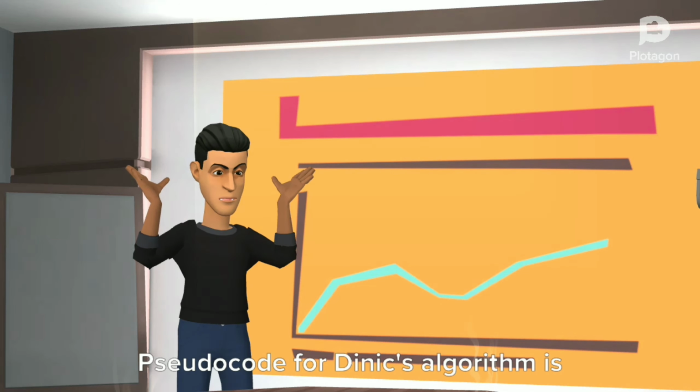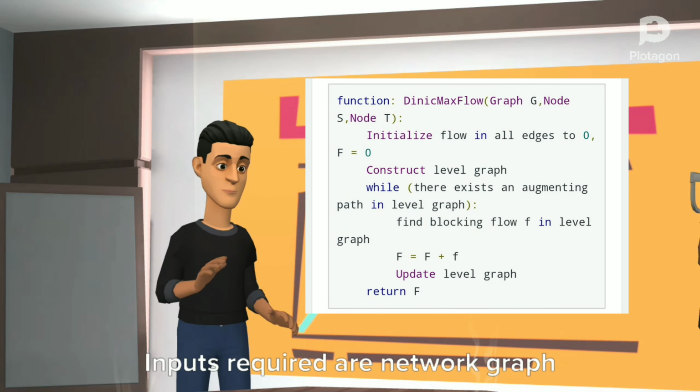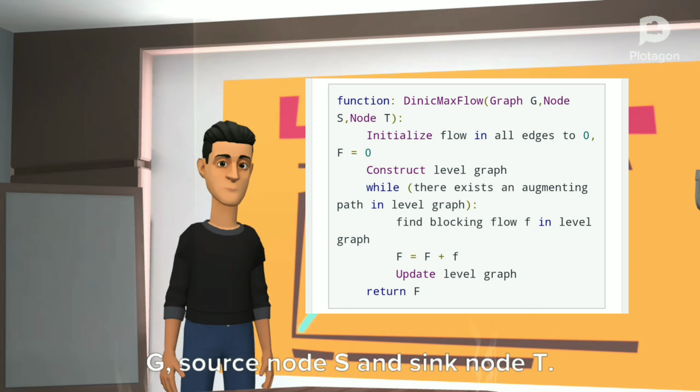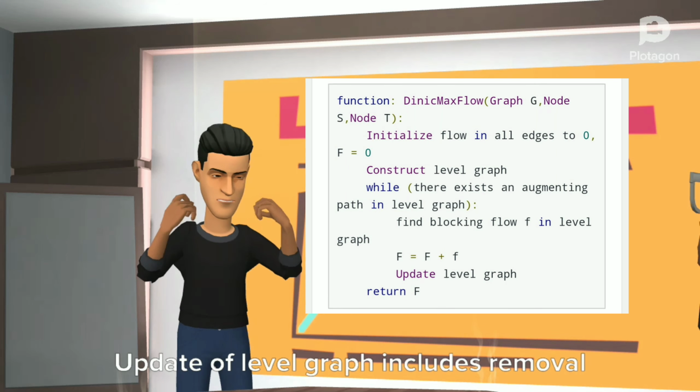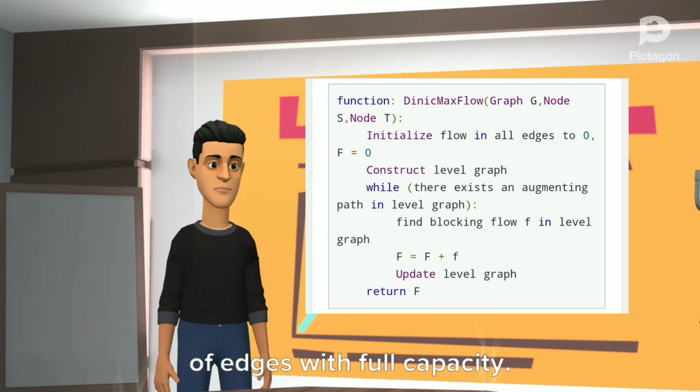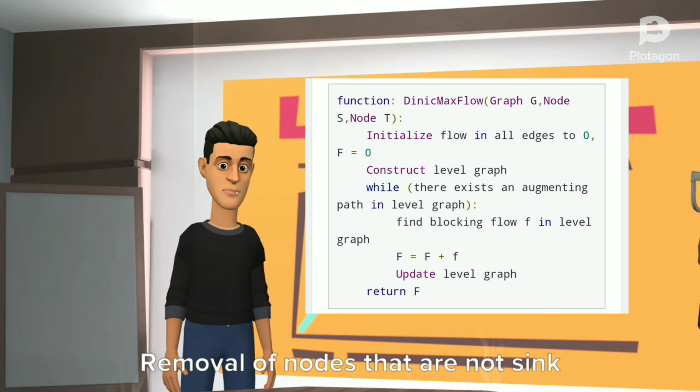Pseudocode for Dinic's algorithm is given below. Inputs required are a network graph G, source node S and sink node T. Update of level graph includes removal of edges with full capacity. Removal of nodes that are not sink and are dead ends.